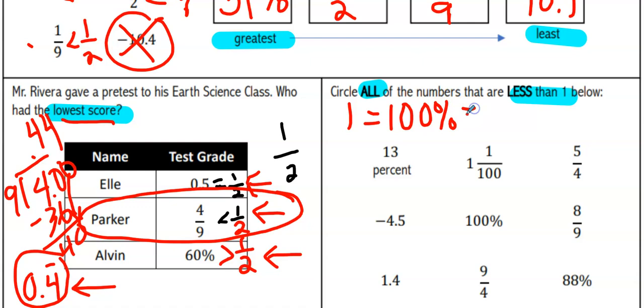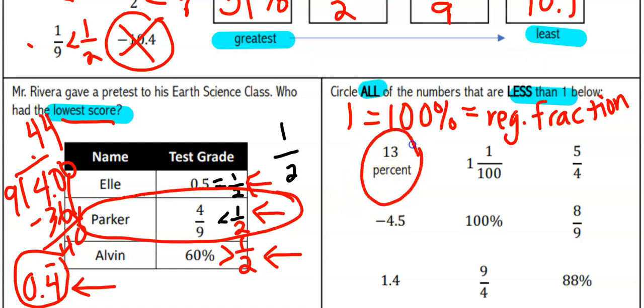And then also, remember, anything that's less than 1 can't be an improper fraction. So it's going to be a regular fraction. It can't be improper. Remember, improper, your larger number is on top. So let's take a look. 13%. Is 13% less than 1, which is 100%? It sure is. Okay. 1 and 1/100th. Okay, that can't be right because that's a little bit more than 1. That's not less than 1.